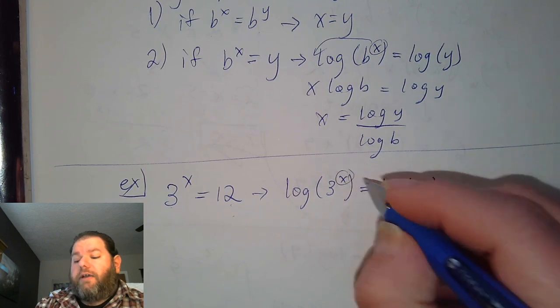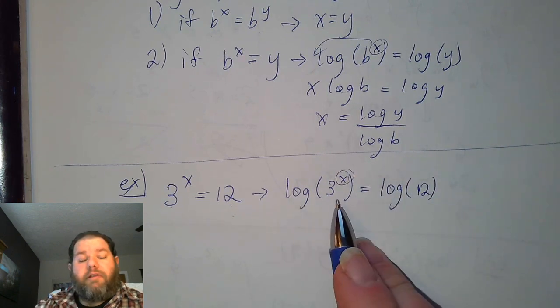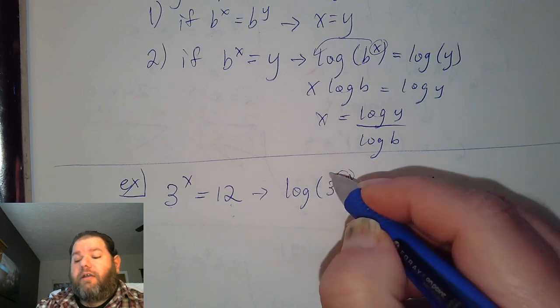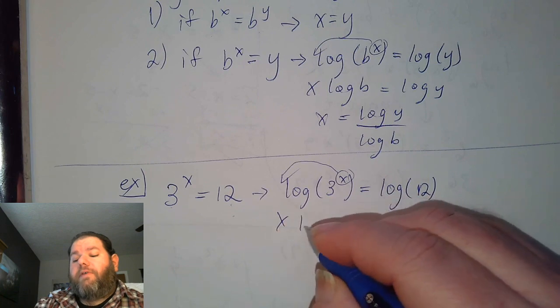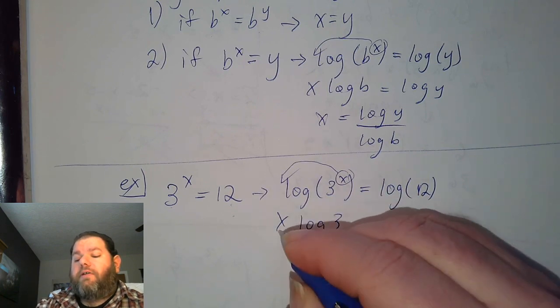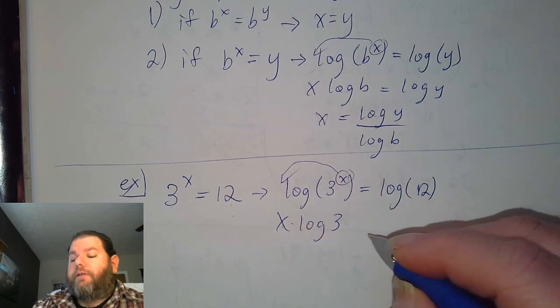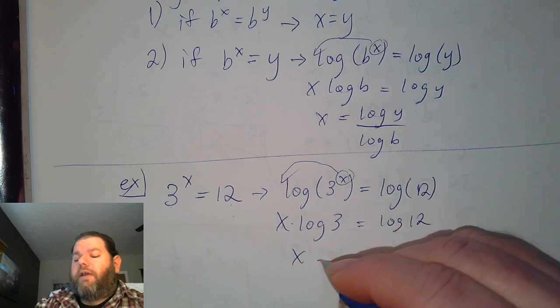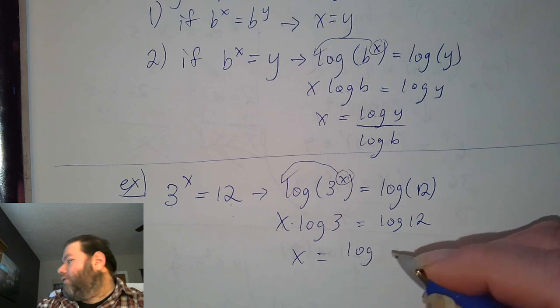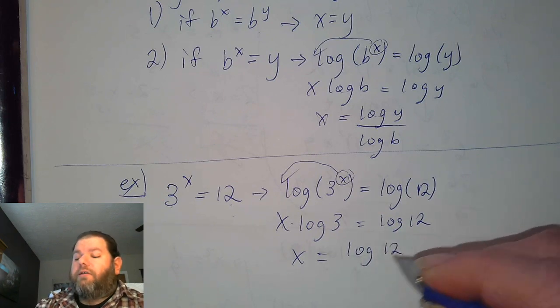Now, again, now that we're inside of a logarithm, the x is an exponent, and we can apply our third manipulation property to move that x out to the front. So it's x times log 3 equals log 12. And we can say x is then equal to log 12 divided by log 3.